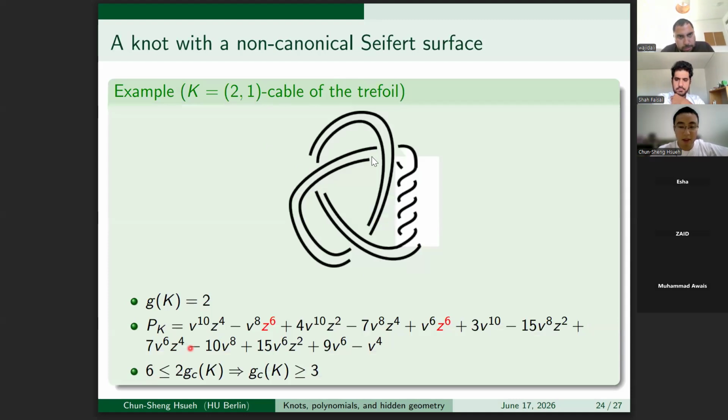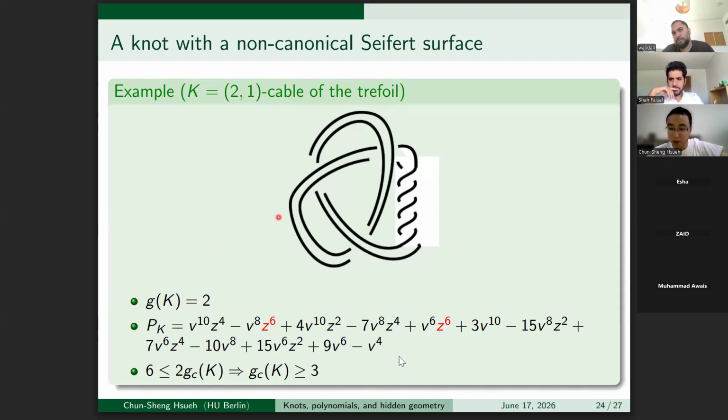This is called the Chun-Sheng cable of the trefoil, and it is reminiscent of the trefoil, right? You have this pattern of the trefoil lying there, and the cable is just some construction to build more complicated knots. We will not go into this today, but there is a known formula for calculating the genus of knots for cables. So we know that the genus of this knot is two.